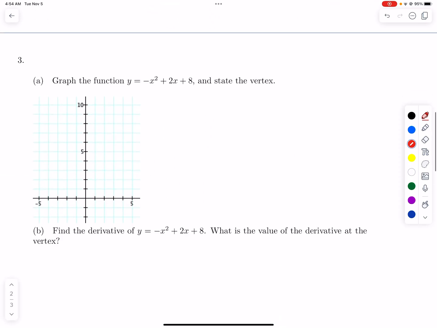All right, on the back side, we've got the function negative x squared plus 2x plus 8. I'm going to factor it. We factor it by first factoring the negative out, because people are bad at factoring when there's a negative in the leading term. Let's see, we need -4 and +2 to get a negative in the middle.